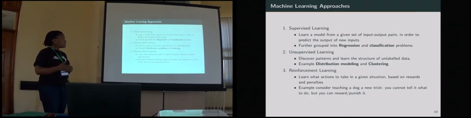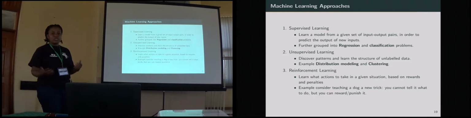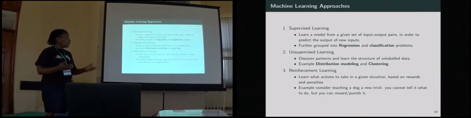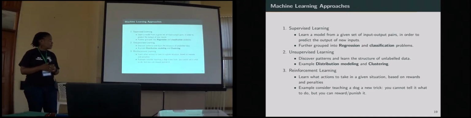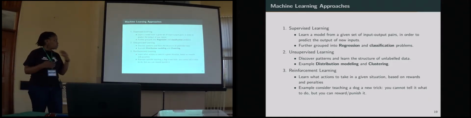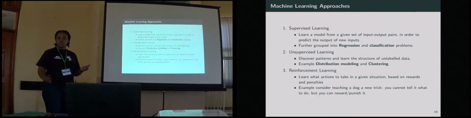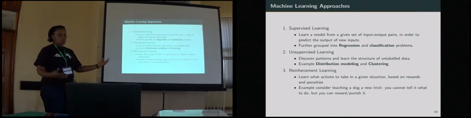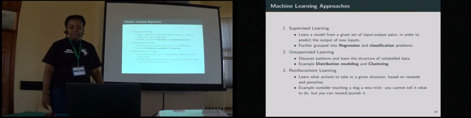In unsupervised learning, you discover the patterns and learn from the structure of unlabeled data, and clustering mainly falls under that. In reinforcement learning, you make decisions on the actions that you need to take in a given situation based on rewards and penalties.